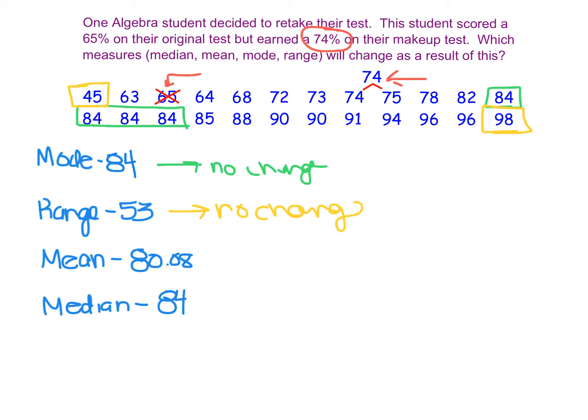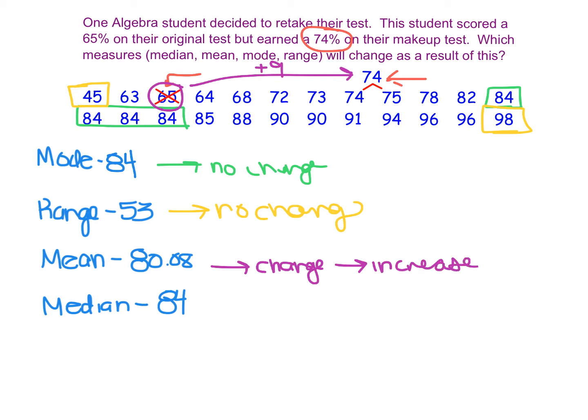Our mean, remember that we added all of the numbers up and then divided by 24 numbers. Because this number increased by 9, our mean would change. And because it increased by 9, our mean would increase. And it might not be by a lot, but it would increase by a little. So we would need to take our total, which was before 1922, we would add 9 onto that, so it would be 1931 divided by 24. And our mean would raise by just a little bit and become 80.46.